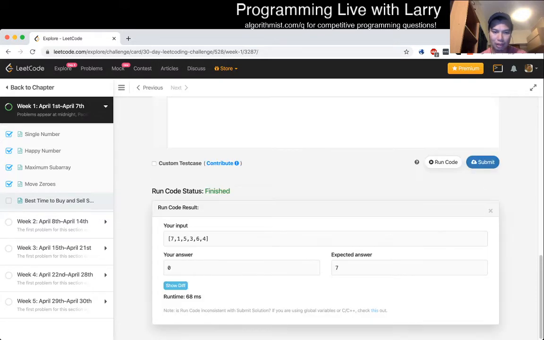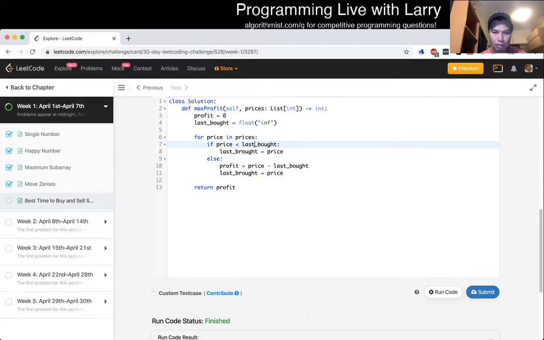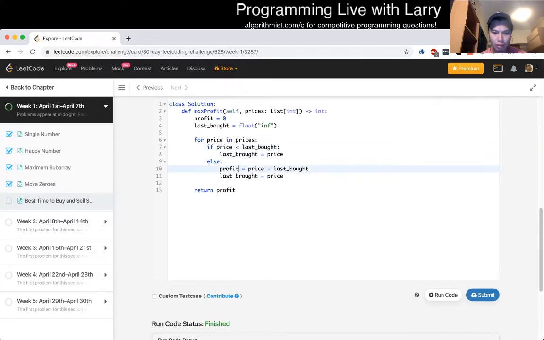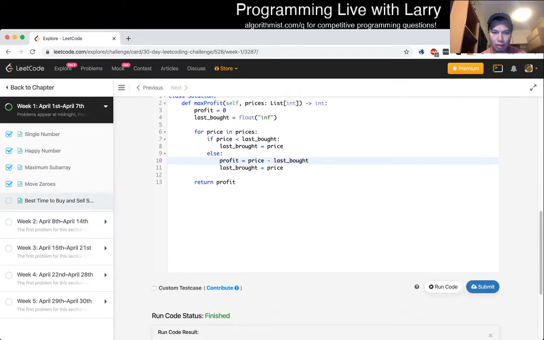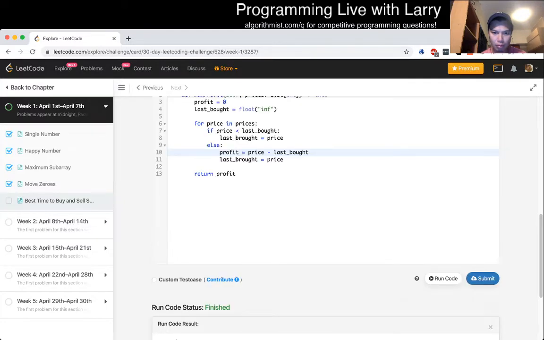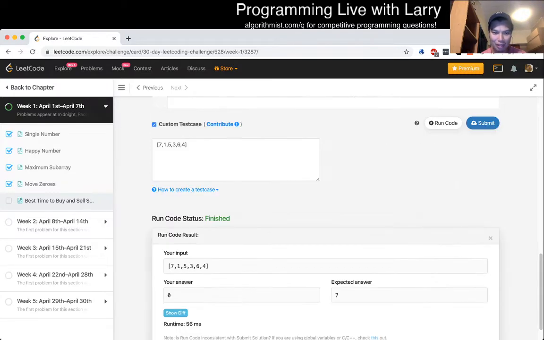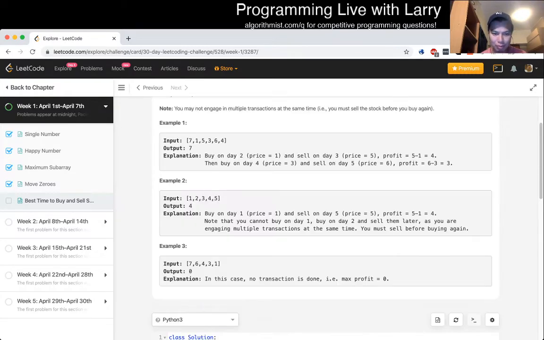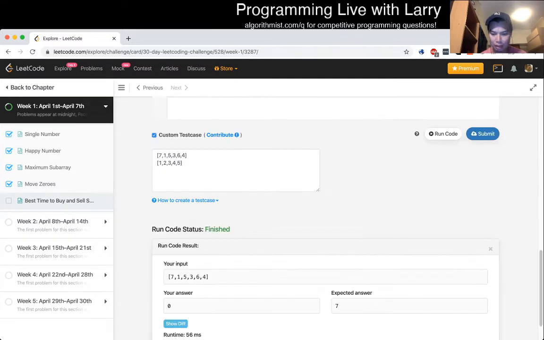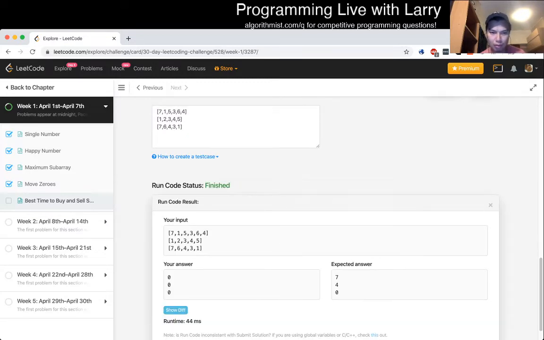I thought it was blazing fast earlier, but today it's not. Oops, typo. Also, might as well, while it's loading, paste in some test cases.